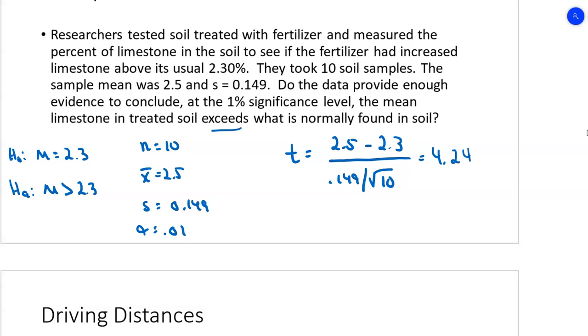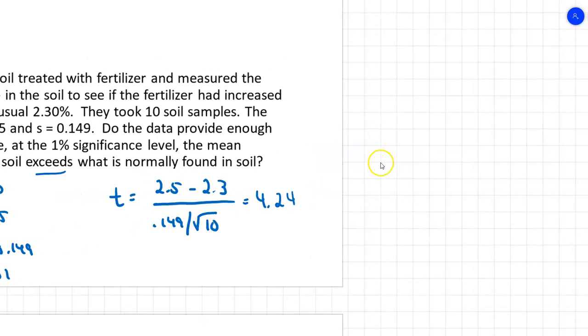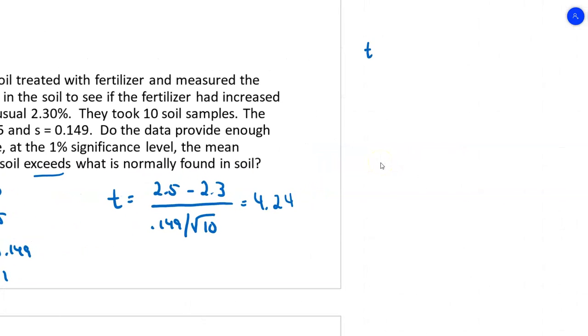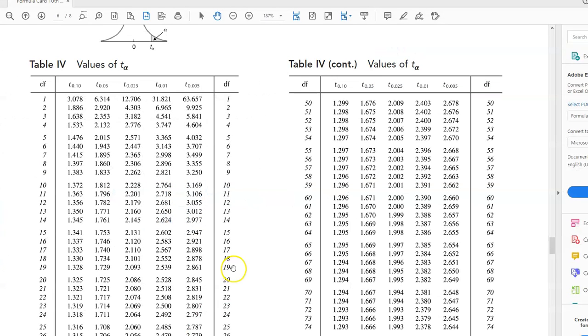as my t-value. So now what I'm doing is I'm trying to run a t-test with a t-value of 4.24, 9 degrees of freedom, and it's right-tailed. So I could go back to my table, right? 9 degrees of freedom and 4.24 is off the charts, right? It's way below 0.005.